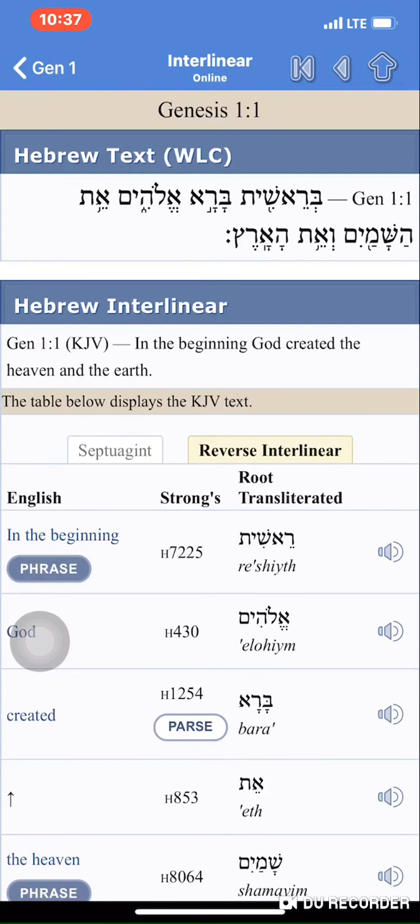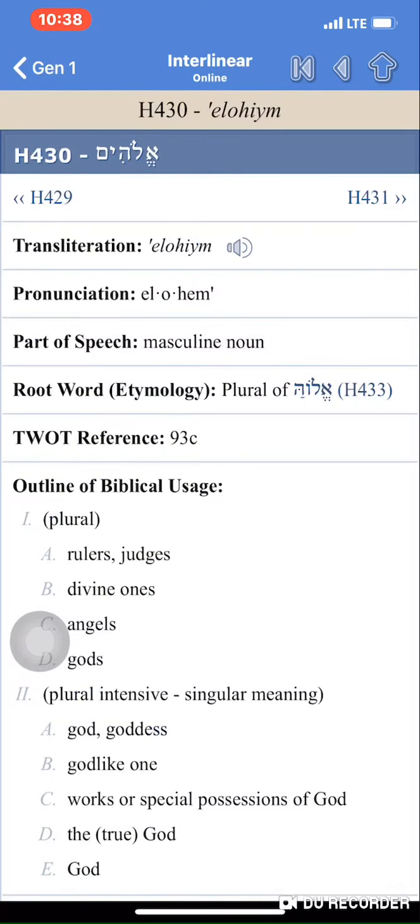According to the Hebrew, the term for God, Strong's H430, Elohim.